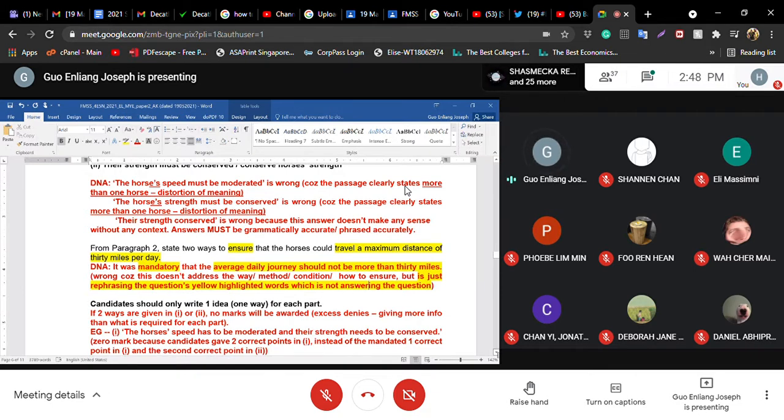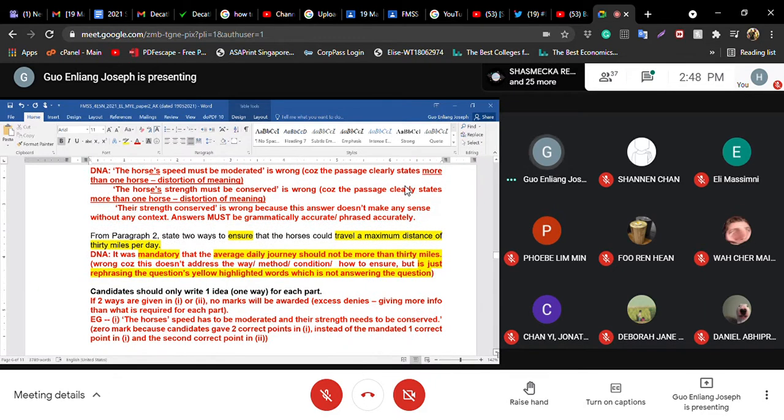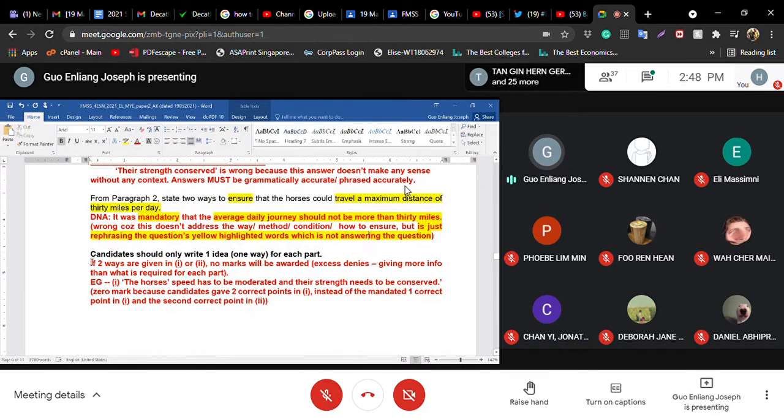Next, another popular wrong answer is this. They ask you for 2 ways, and then there's part 1 and there's part 2. Obviously part 1 is the first correct way, and part 2 is the second correct way. So you must separate the 2 points distinctly into part 1 and part 2. So this is what you need to do: 1 correct point in part 1, 1 correct point in part 2.